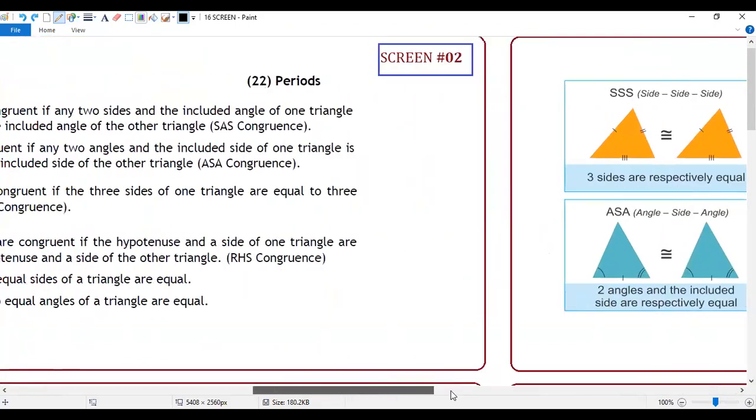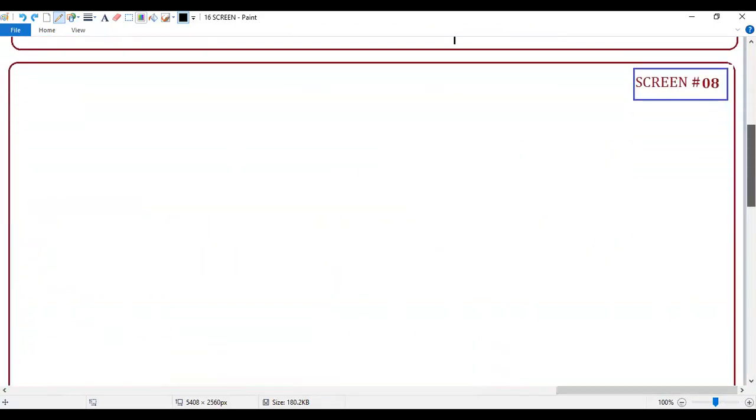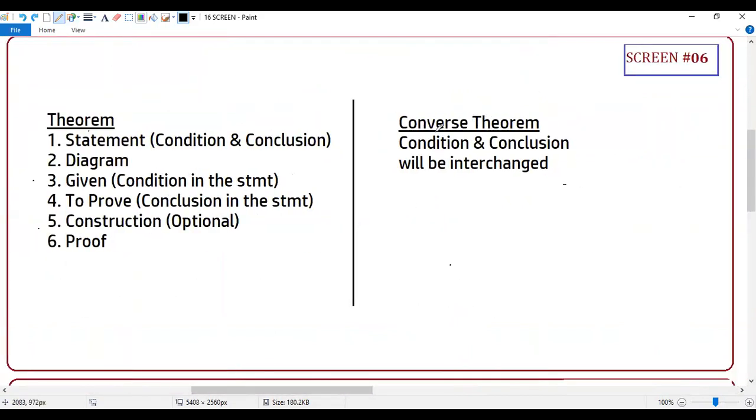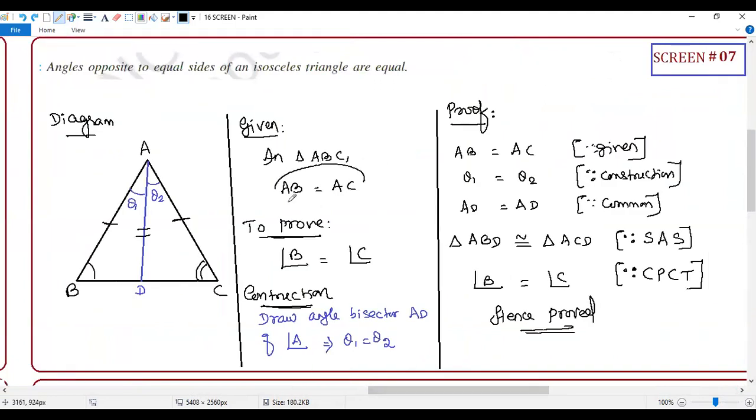Guys, next we are going to see the converse theorem. Converse theorem means what? The condition and conclusion interchange. What is that? If equal sides, then equal angles. The converse is what? If equal angles, then equal sides. Are you crystal clear? So can you change this to the converse? Who is ready? Who is ready?